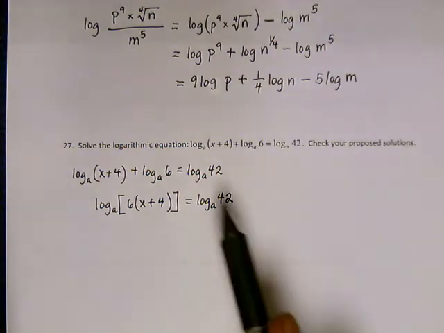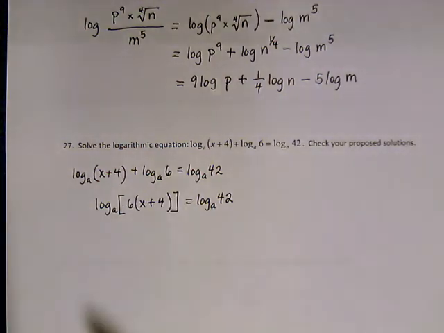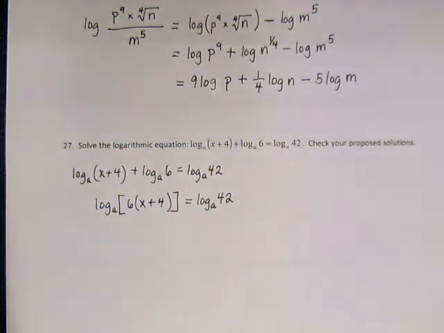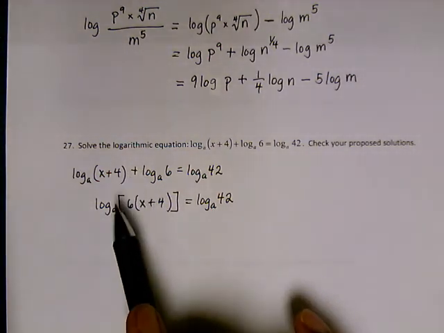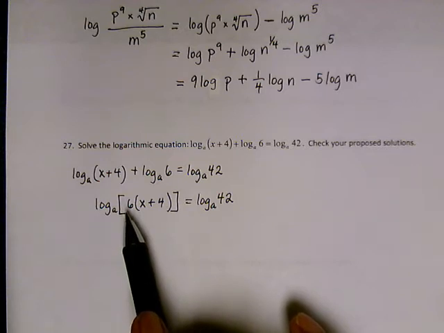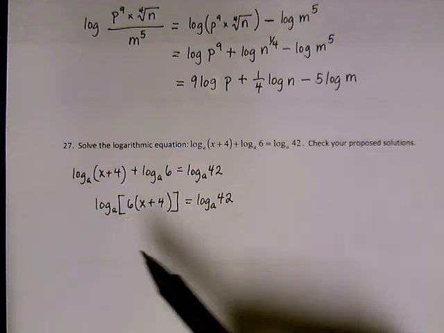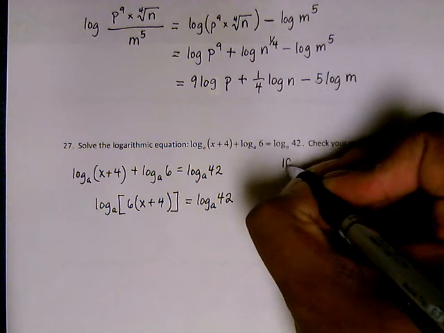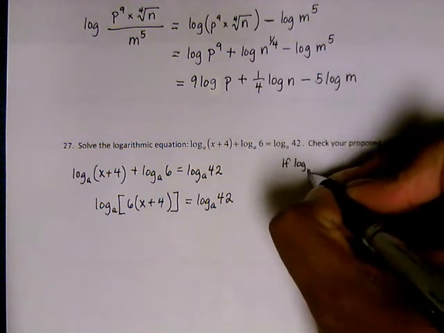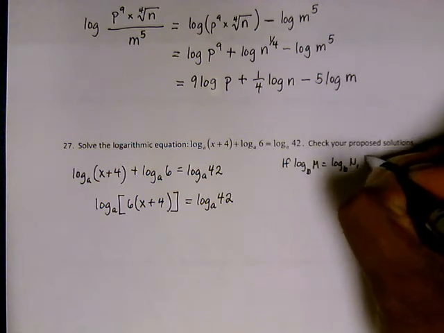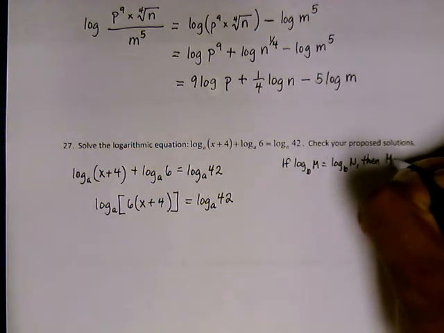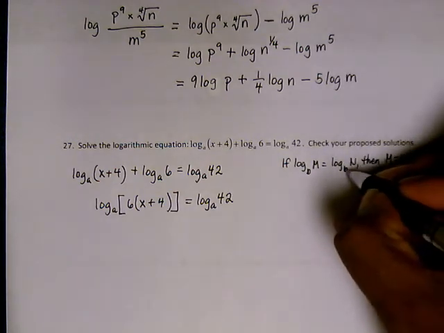Okay, so you first have to condense each side as a single logarithmic expression using either the product rule, the quotient rule, or the power rule. And I had to condense this using the product rule. Now I'm going to use the one-to-one property that states if log to the base b of m equals log to the base b of n, then m equals n.